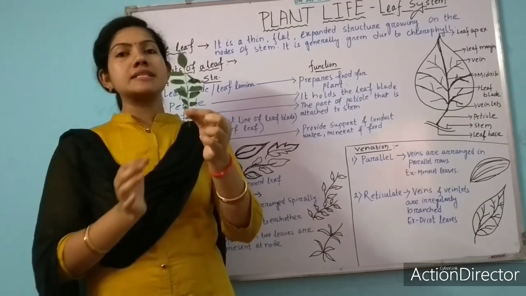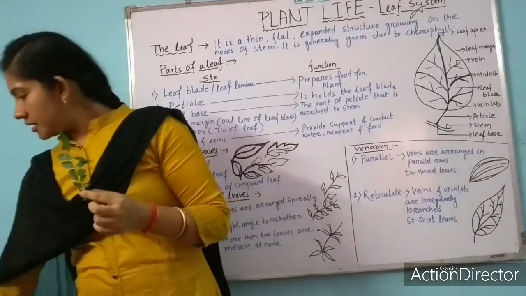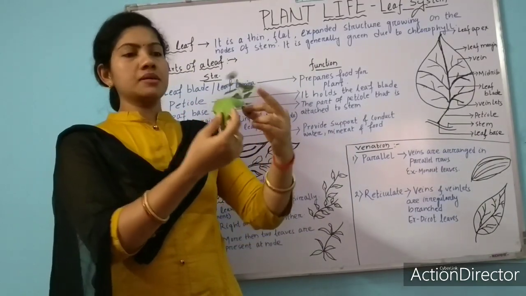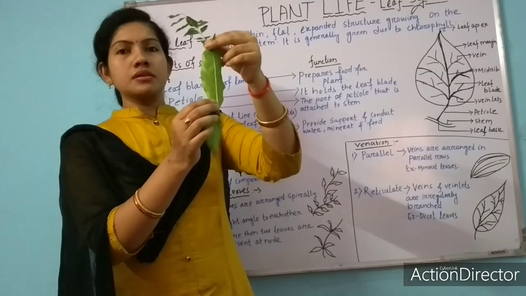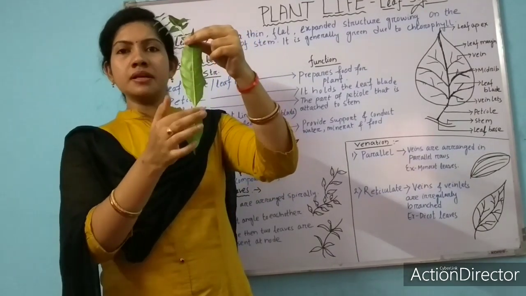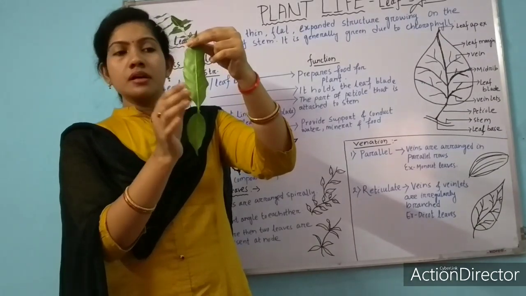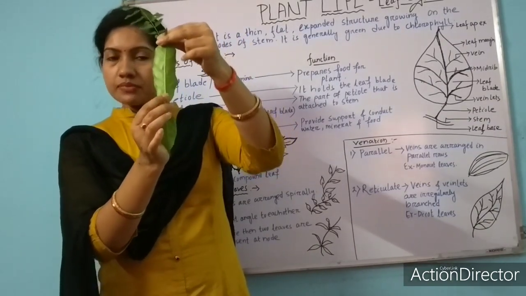We call it as rachis. Okay, but here you can see this is a simple leaf. By the back also I can show you. You can see the midrib at the middle. Here the leaf lamina is not divided, so this is a simple leaf.